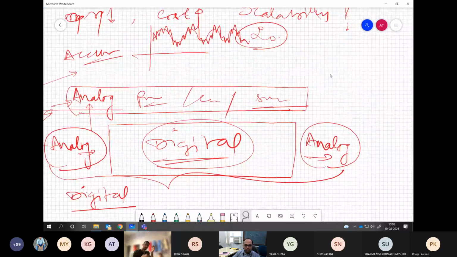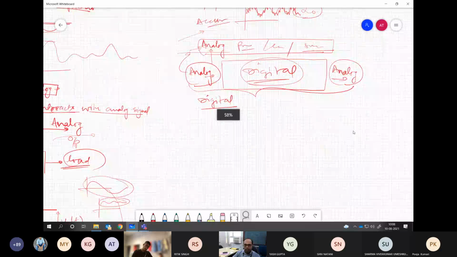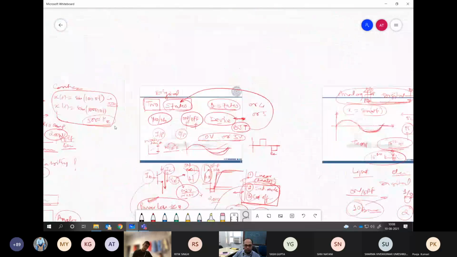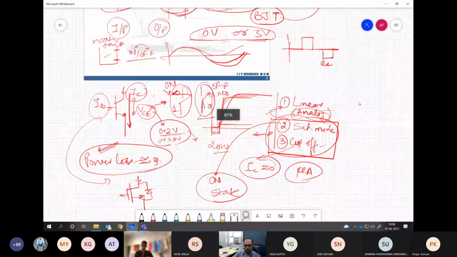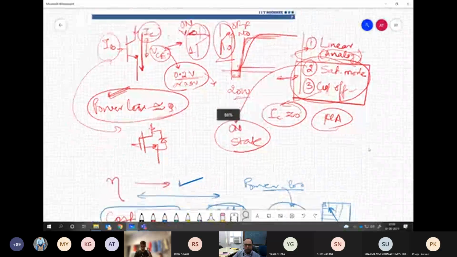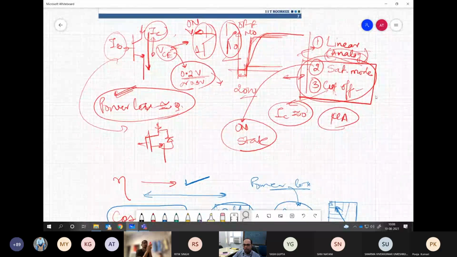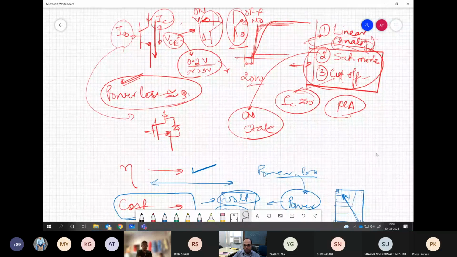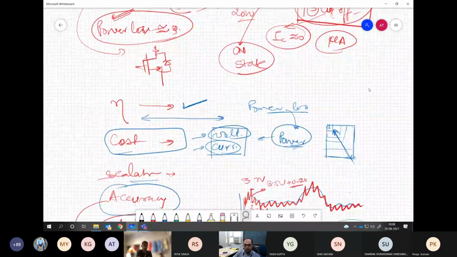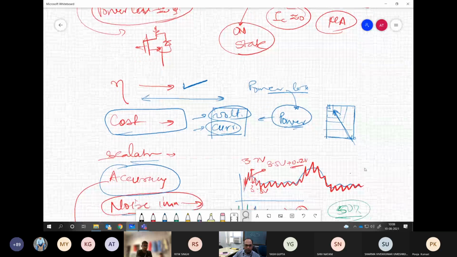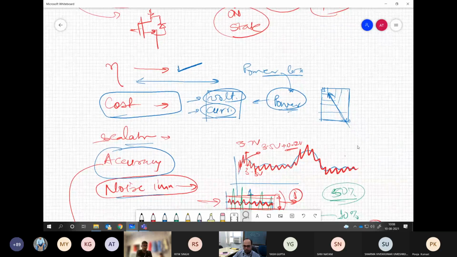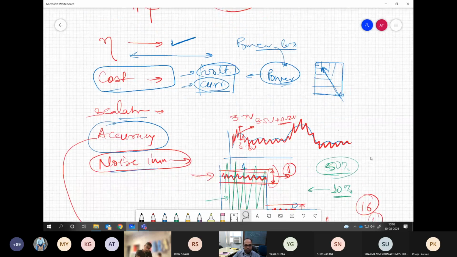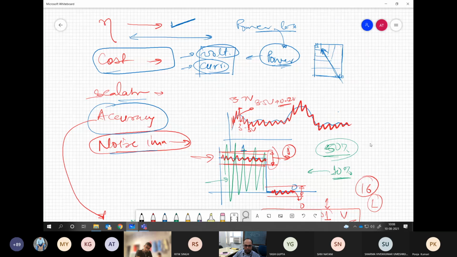The advantage with digital circuits is that the devices are not operating in the linear zone, but in two extreme modes: one called saturation mode, another called cutoff mode. In both modes we have very little power loss. This is what we have discussed. The moment we are able to reduce power loss, all the other features we can very easily include. So our efficiency goes up, cost comes down, and we have scalability and all those things.